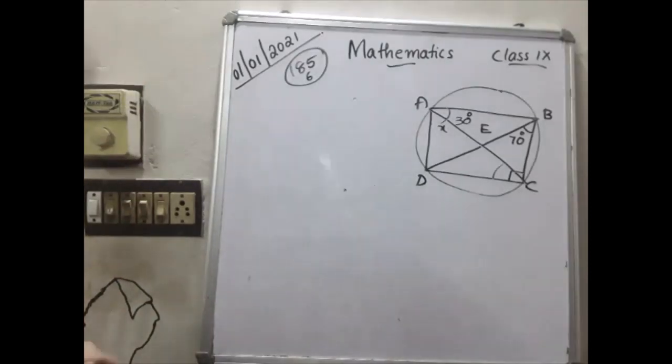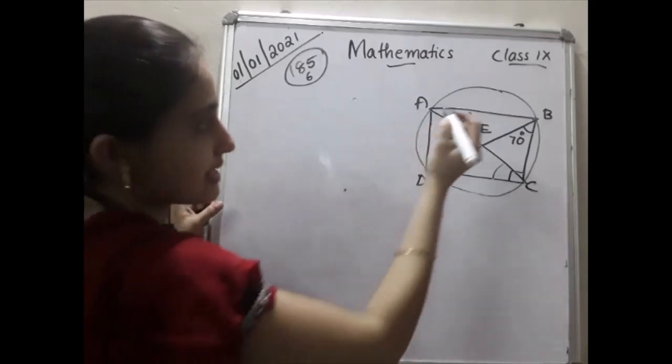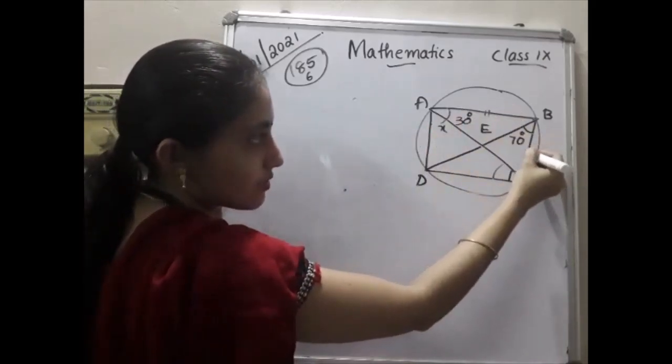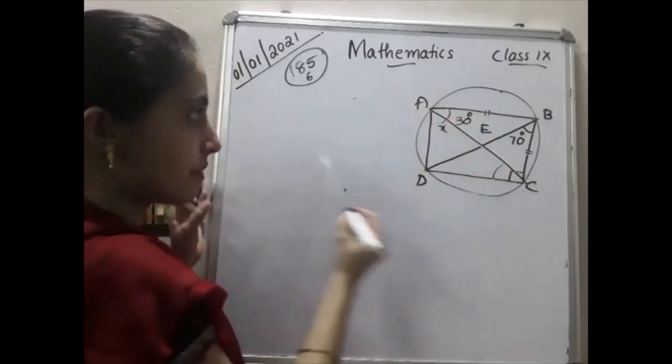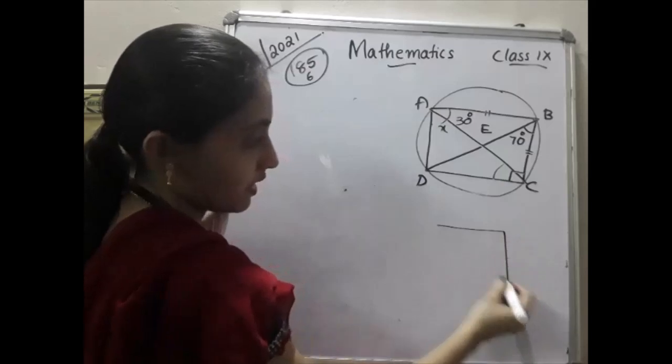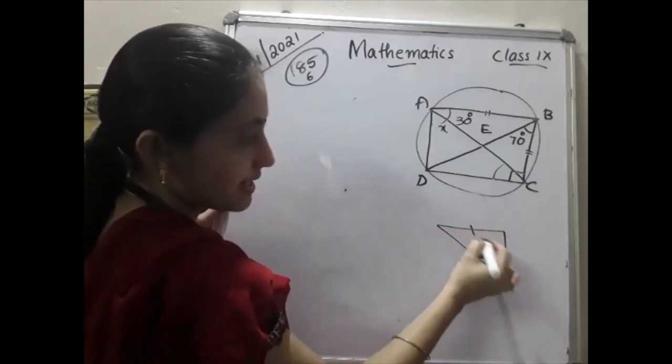Okay, now in the second part it is given that AB is equal to BC. AB means this one and this one are equal. That is given in the question. If they are equal, we can say that. That means I will draw that portion only like this. Okay, this side and this side are equal.